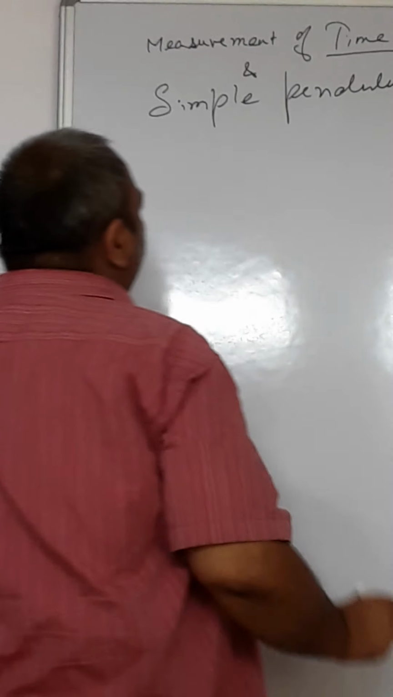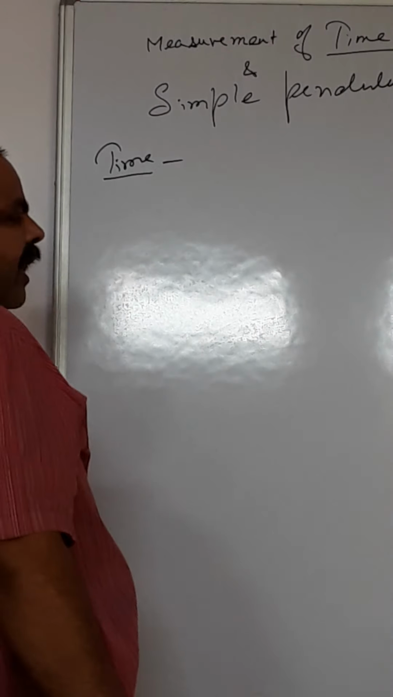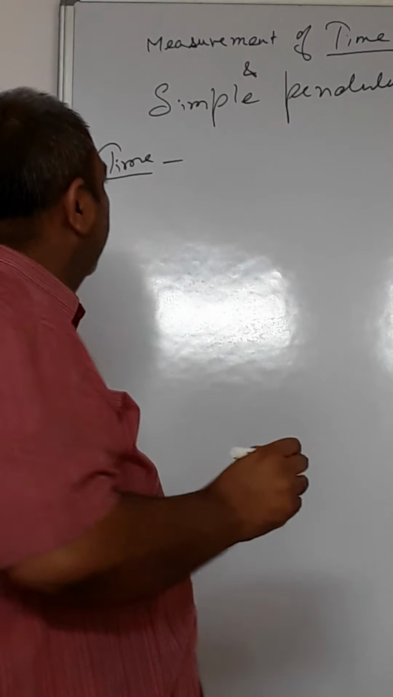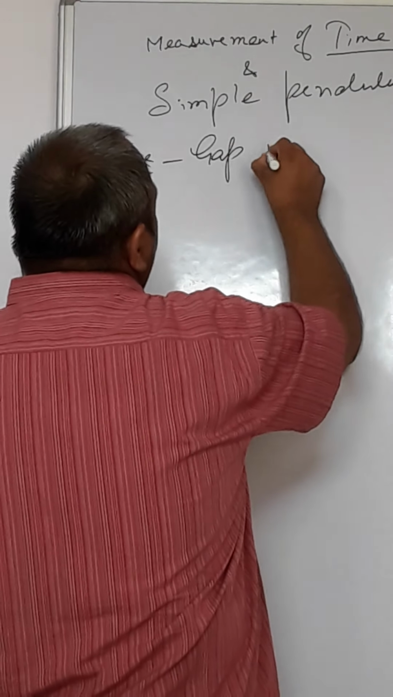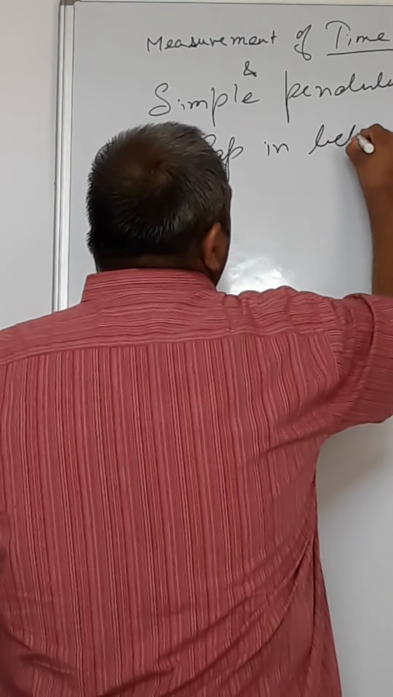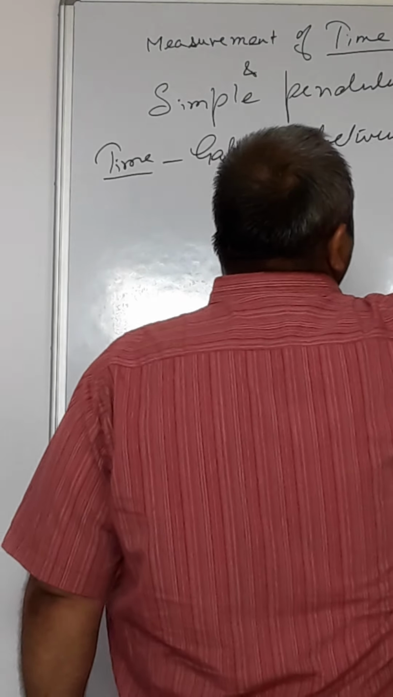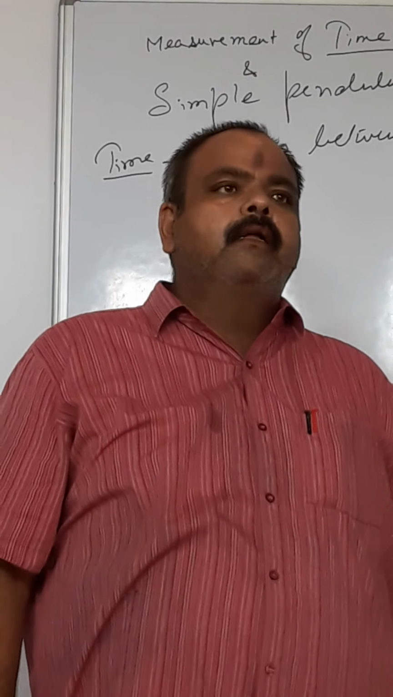First of all, we should know what is time. Time means the gap in between two events, or interval in between the two events. Clear? Time is the gap or interval in between the two events.